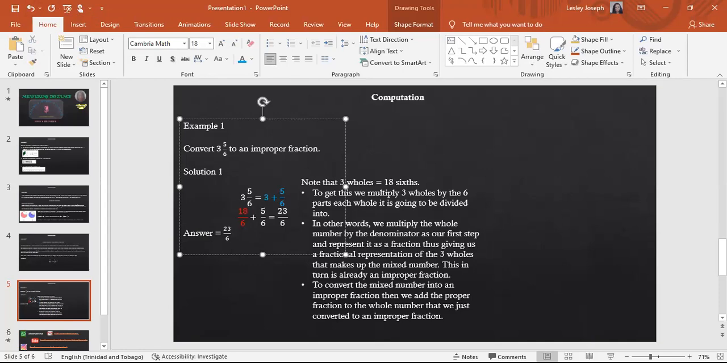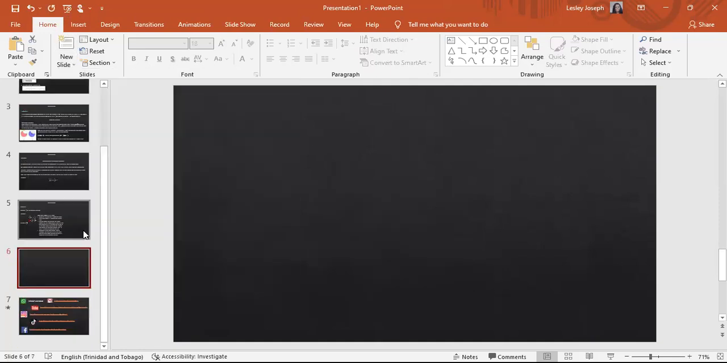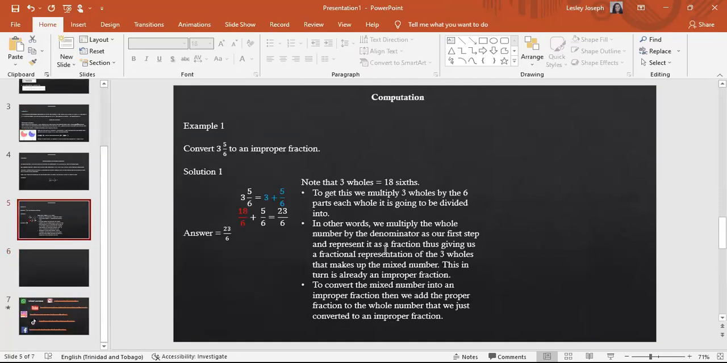But yeah, any questions? Cameron? No, miss, no questions. All right, great. Next slide, did you finish taking down this note? Yes, miss. Okay, so moving on to the next slide, I'm going to show you how to convert improper fractions back to mixed numbers.